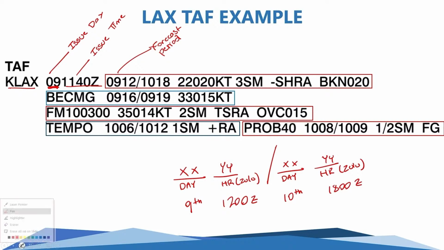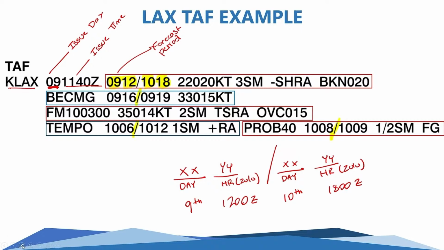So the way that we're reading that, once again, is we have our day, the 9th day, and 1200 Zulu to the 10th day at 1800 Zulu. That is the forecast period for the entire TAF. Okay, so that is for the entire TAF. If you ever see a slash, and you're going to see a slash in a lot of different places, obviously except for the half a statute mile, that doesn't count, but all those slashes, it's always going to be day, hour, to day, and hour.